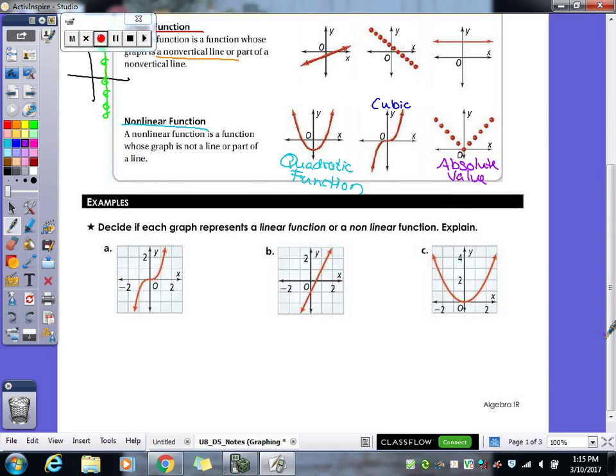So let's take a look down here. What they want us to do is decide if each represents a linear function or a nonlinear function, and then explain. So we just got to say how we know it's that one. So this first one, is this linear or nonlinear? Nonlinear. How do we know? Not linear, it's not straight. Pretty easy one.